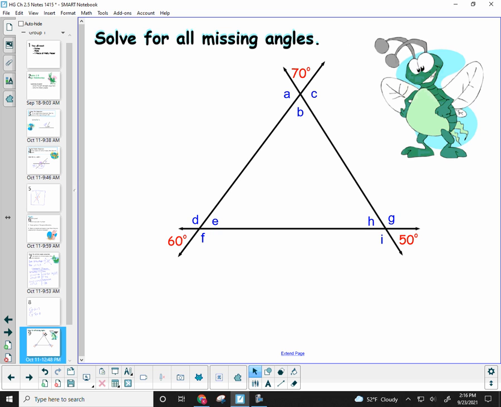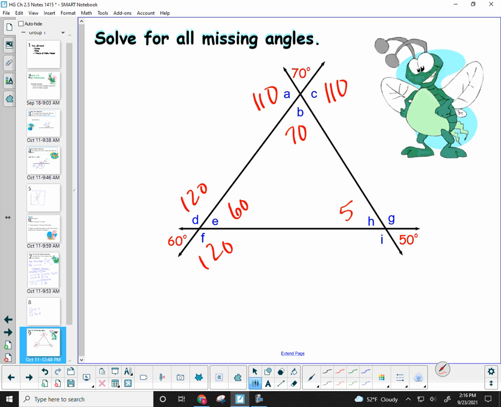All right, up here. What other angle has to be 70? Okay, and then what are the other two? 110. How about down here? What has to be 60? The others have to be 120. What has to be, well, 50? So the other two have to be 130. 130. Is that okay? Yes.